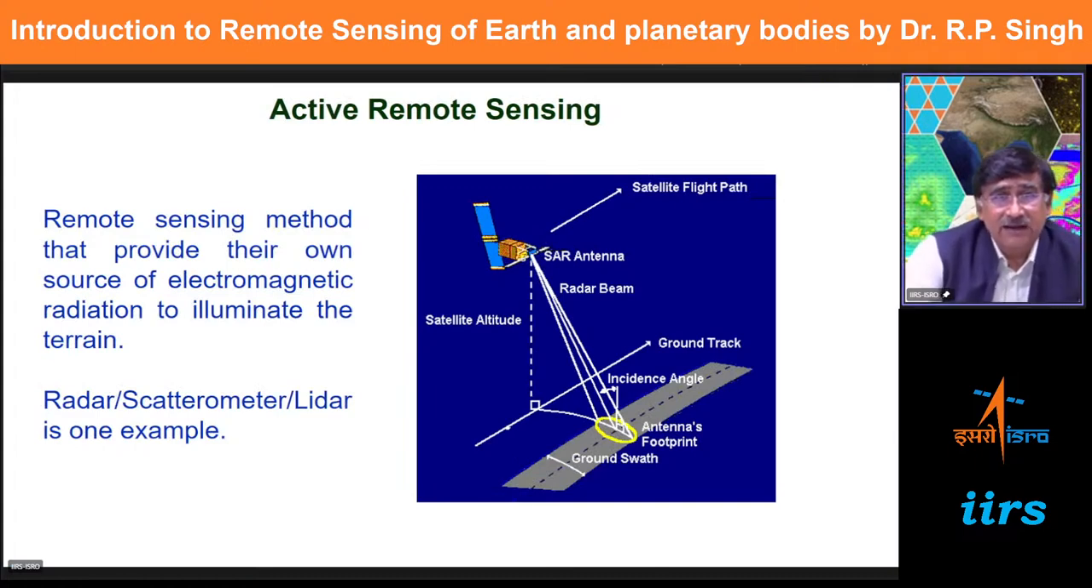In active remote sensing, as I said, the sensors have their own source of electromagnetic radiation. So light is incident upon a target, and then the reflected or scattered back energy is recorded and interpreted to know the property.